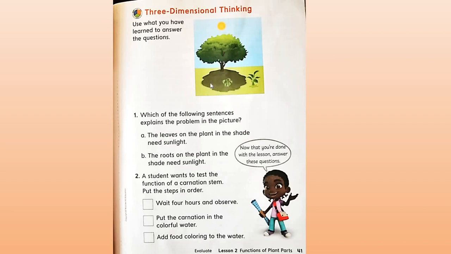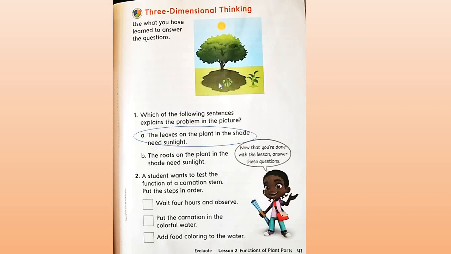Let's see the first question in your book, page number 41. Which of the following sentences explain the problem in the picture? This plant has a problem. We talked about this plant. The leaves on the plant in the shade need sunlight. Is this right or not, grade 1? It needs sunlight. Excellent, grade 1. That's right. So please, grade 1, circle this sentence on your book. This is the right sentence.